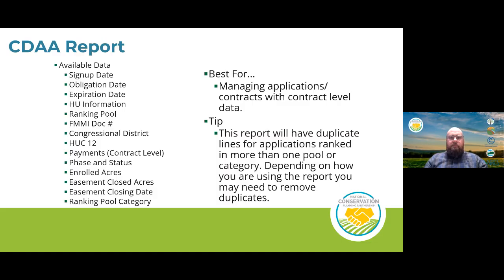This report is best for managing applications and agreements at the contract level. It's all rolled up, and any information within there is summed. You do need to understand that this report is going to give you duplicates. The duplicates can be for an application ranked in multiple categories. It can show for easements both the entity holder and the land holder. So just know that about the report when you're looking through it and using it to analyze data. Next slide, please.